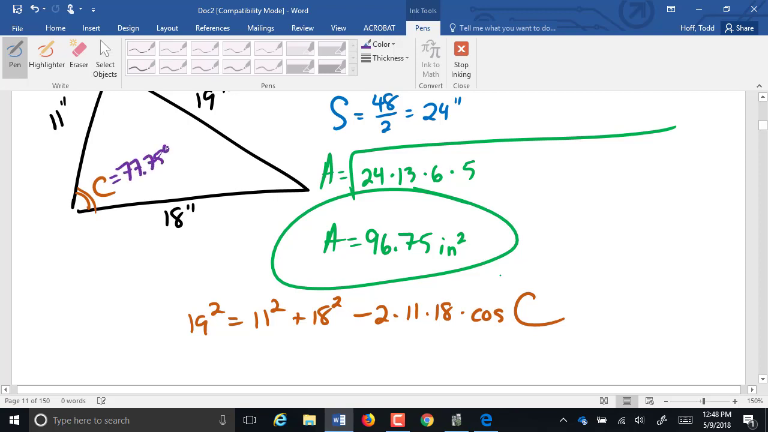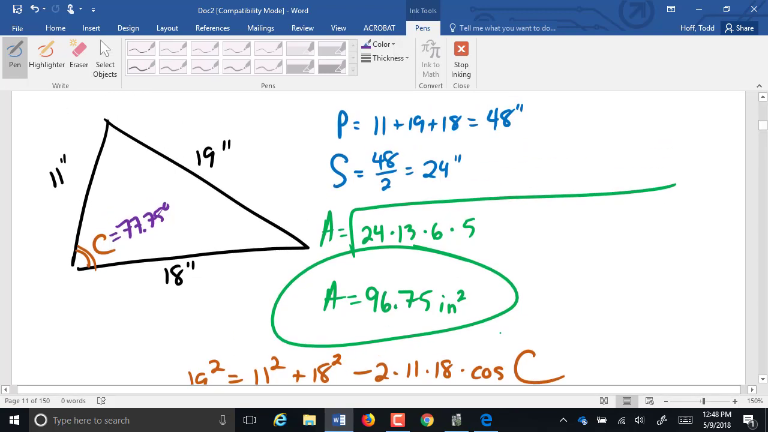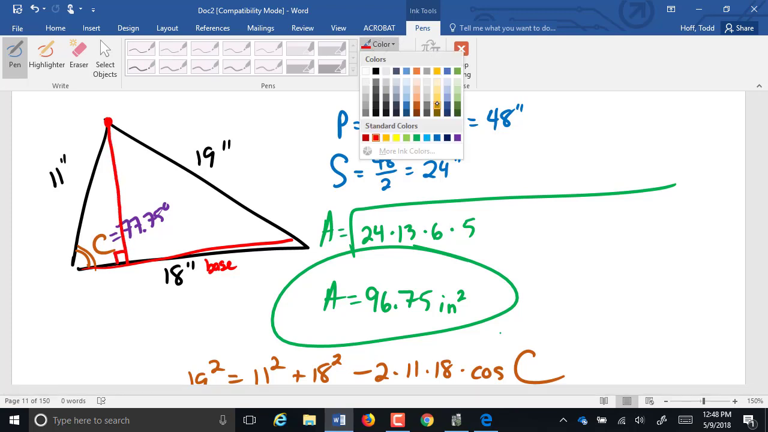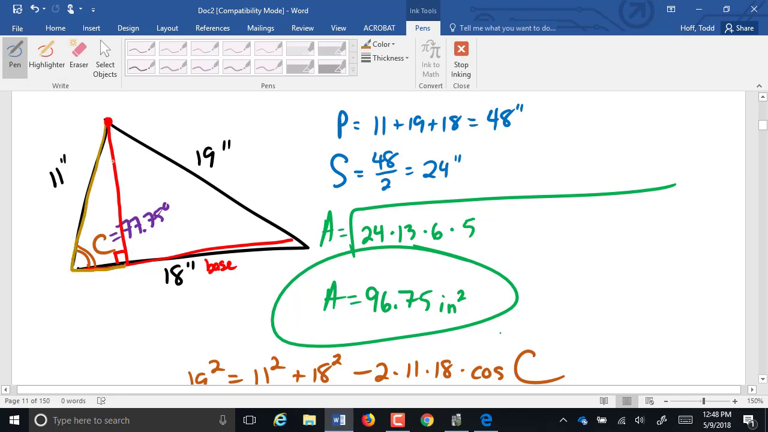Well, if I knew that angle, how would it help us find the area? I still need an altitude. Knowing the angles doesn't help us really, unless we know an altitude. Well, but that angle can help us find an altitude. Let's use the 18 as the base. The altitude has to go from the opposite vertex, that would be this vertex, and it has to be perpendicular, form a right angle. That would be right here.